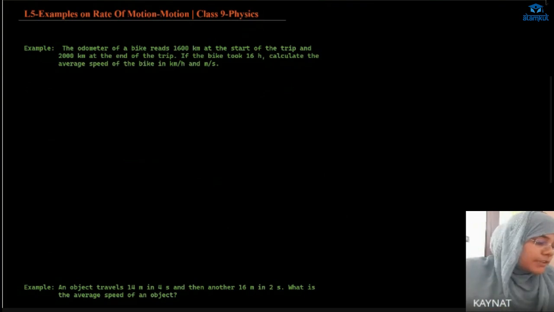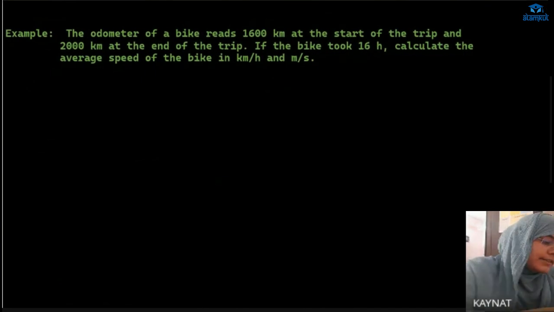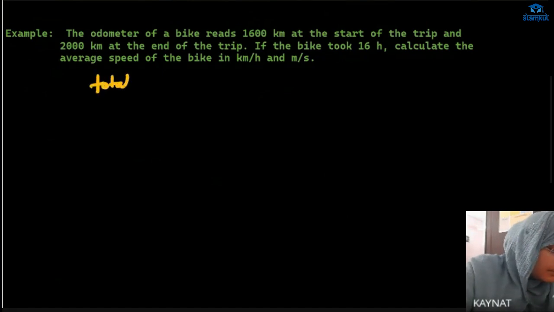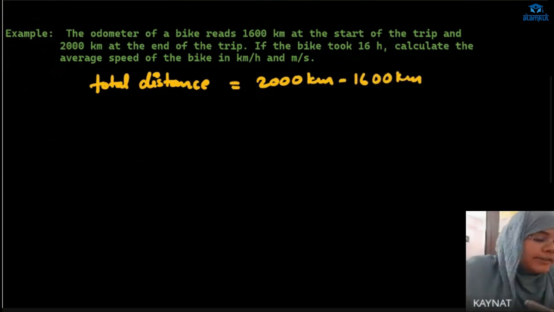The first question reads: the odometer of a bike reads 1600 kilometer at the start of the trip and 2000 kilometer at the end of the trip. What is the total distance that the bike has covered? The total distance would be 2000 kilometer minus 1600 kilometer, because the reading was already 1600 kilometers. So we subtract and the bike has covered 400 kilometer.